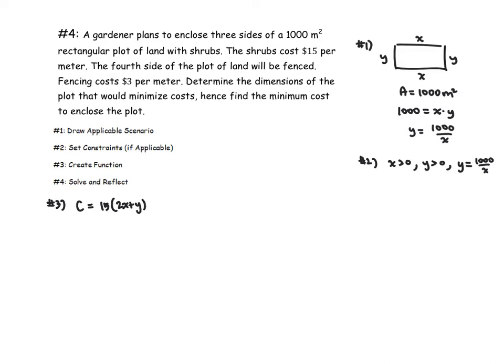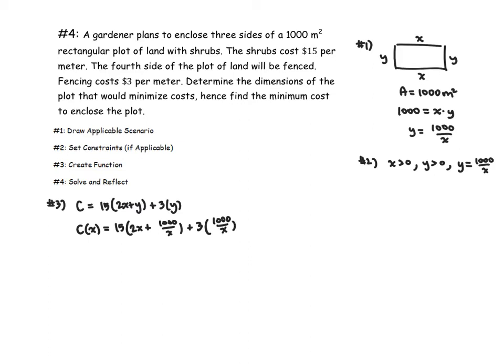I'm going to just say that one of the y sides is going to be fenced. It doesn't really matter. You could have x be one of the fenced sides. But that fenced side will only cost $3 per meter. Now I'm going to replace every y with 1,000 over x. So now I have the cost function in terms of x only. So that's 2x plus 1,000 over x plus 3 times 1,000 over x.